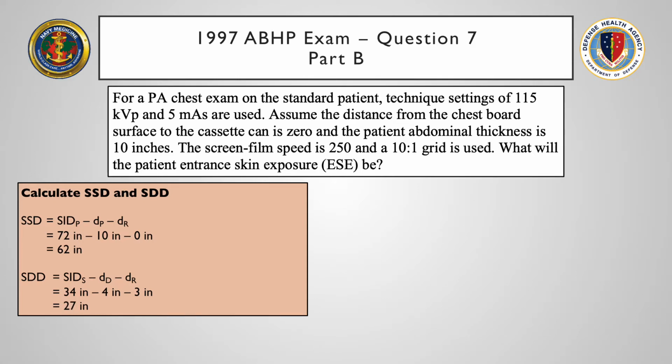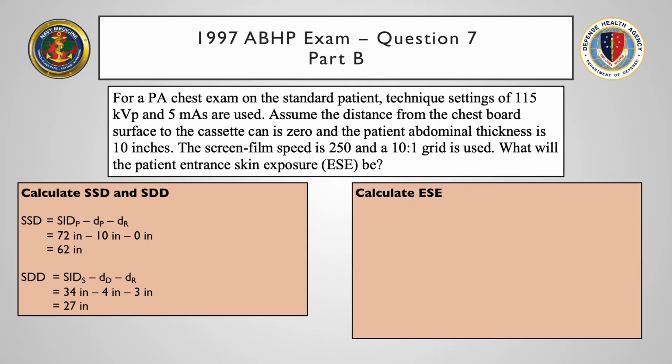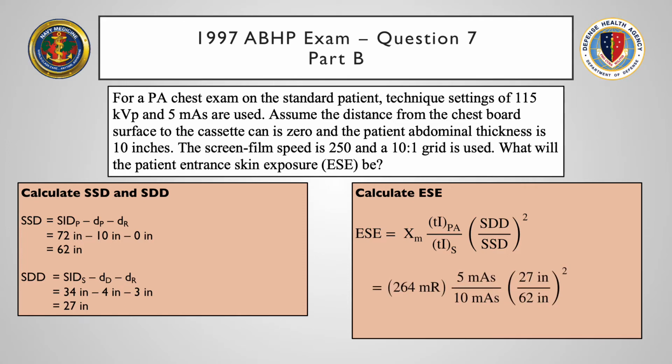So calculating our entrance skin exposure, we have that equal to our exposure measured times the relationship between our PA chest exam mAs and our survey measurement mAs times the square of our source to detector distance divided by our source to skin distance. After we substitute in our values and solve, we're left with 25 milliroentgen entrance skin exposure for the patient.